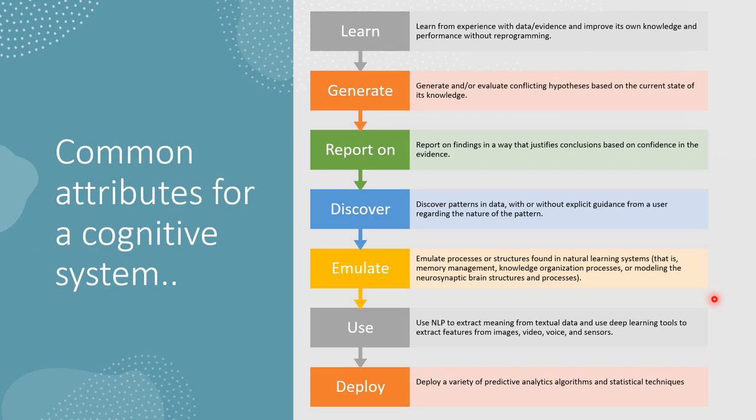And you can use NLP to extract the meaning, the insights from the textual data, and you can use deep learning to extract features from images, video, voice, or sensory feed. And you can deploy a variety of predictive analytics algorithms and statistical techniques clearly. So these are all the common attributes that cognitive systems must have: learn, generate, report, discover, emulate, use, deploy. I hope it was clear and understandable.